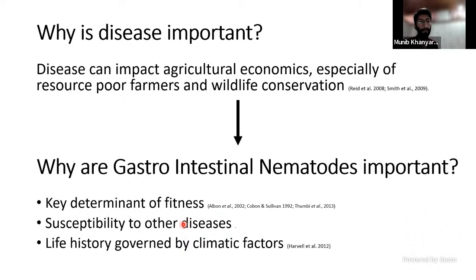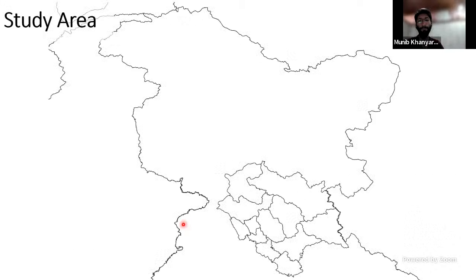So I think that was the other reason. And lastly, and I think this is very important in our systems, a lot of their life history, which we'll speak about in a bit, is governed by climatic factors. So with changes in climate, you might have changes in the way gastrointestinal nematodes fluctuate across the year.